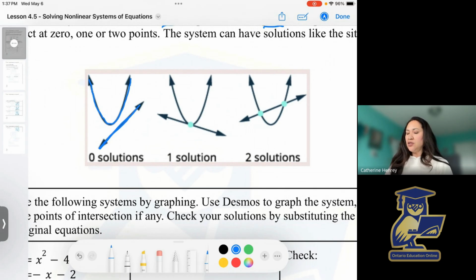We can have the situation where the parabola just touches the linear function at 1 point, in which case there's only one solution for the system. And then, of course, we can have a parabola that crosses the linear function at 2 points, in which case there's two solutions for this system.